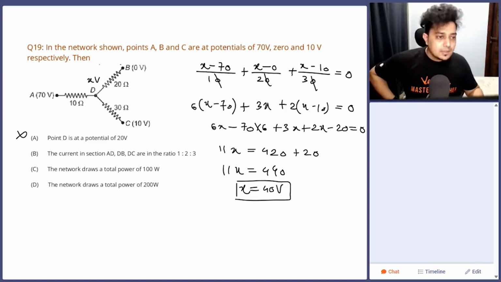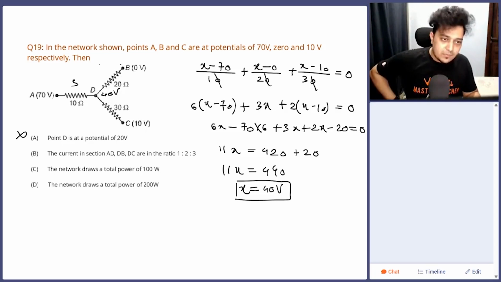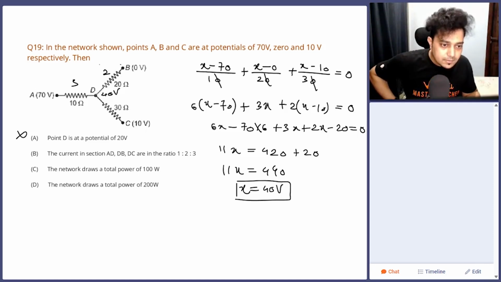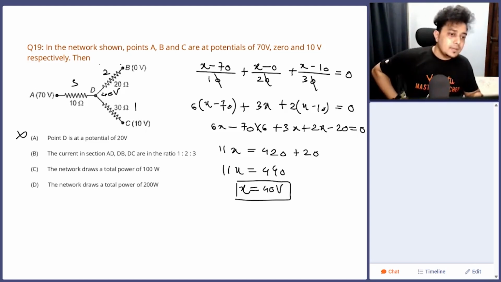Current, if you calculate in each branch, if I know the potential now to be 40 volt, we can calculate current in each branch. Current in the AD branch will be potential difference 70 minus 40, 30, 30 upon 10. That will be 3. Then 40 minus 0, 40 divided by 20. That is 2. And this is 40 minus 10, 30, 30 divided by 30, 1. Okay. So current in AD is 3. Current in DB is 2. And current in DC is 1.